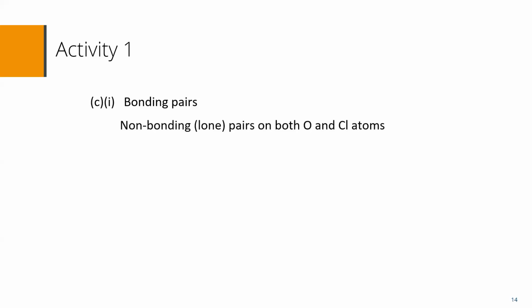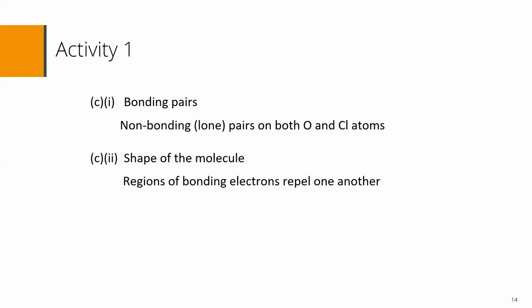My suggestion here is that for the dot and cross diagram, they should include the bonding pairs and then the non-bonding pairs on both the oxygens and the chlorines to get the second mark. And for the shape, they should write down the exact shape of the molecule first of all, and then mention that the regions of bonding electrons repel one another and they adopt positions of minimum repulsion. That is the best and simplest way to answer any question dealing with the shape of a molecule. Write down the shape, just simply say the regions of bonding electrons repel one another.